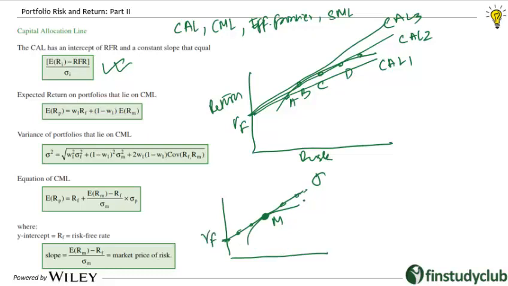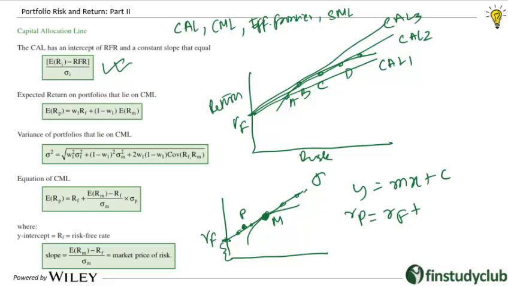So what's going to be the equation of this line? The equation of this line is going to be based on the format y is equal to mx plus c. My y over here is the return of any portfolio which lies on this line. Let's take this portfolio and let's call it P. So the return of P is going to be equal to C plus Mx, where C is the y-intercept, which is RF, plus Mx, where M is the slope. How do I get the slope?